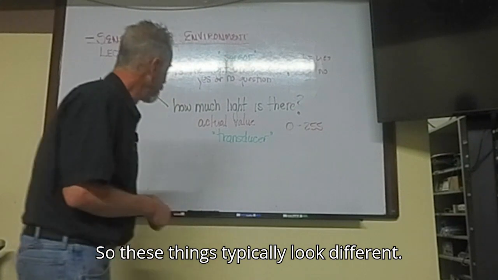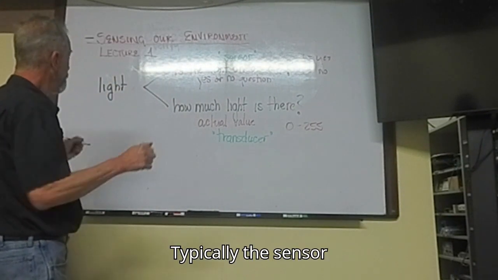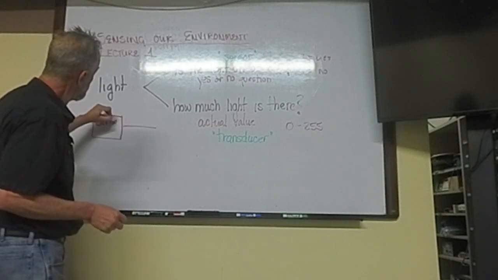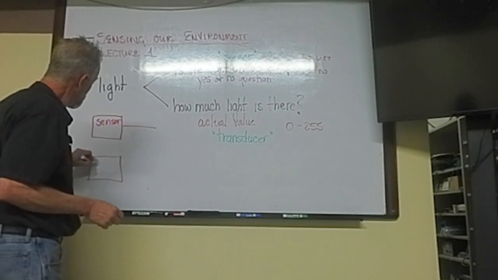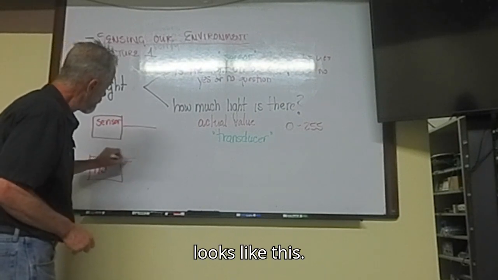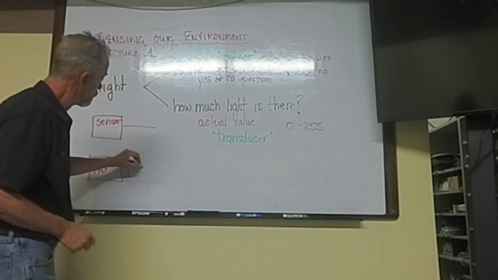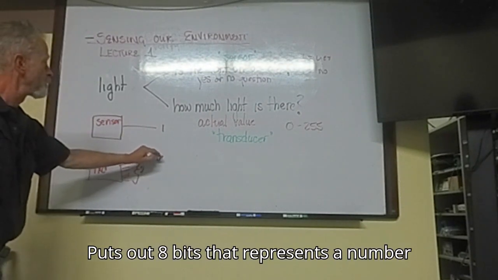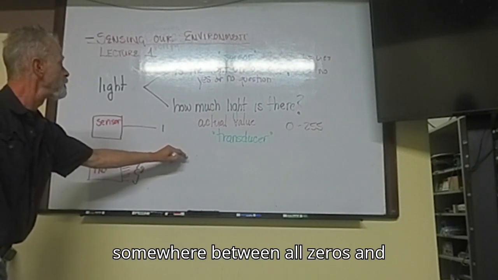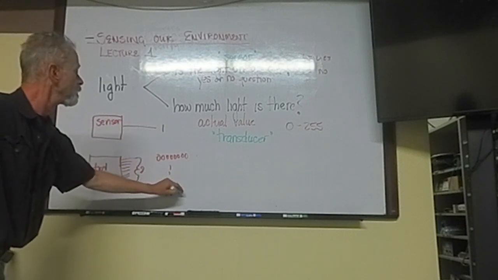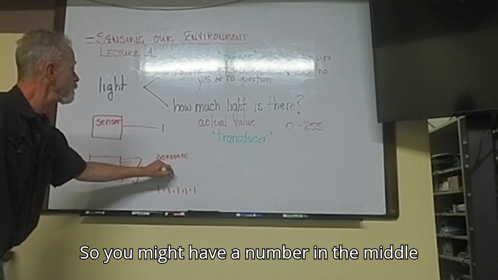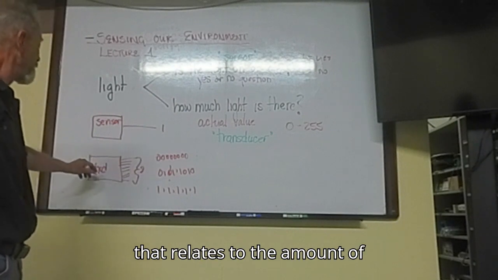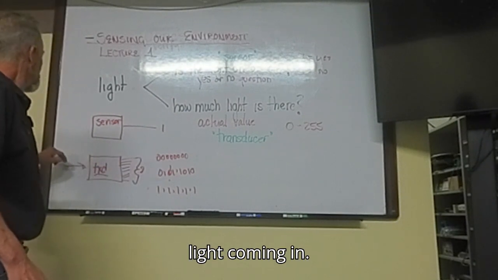So these things typically look different. Typically, the sensor looks like this, and the transducer looks like this. It puts out 8 bits that represent a number somewhere between all zeros and all ones. So you might have a number in the middle somewhere that looks like this. That's just a bit pattern that relates to the amount of light coming in.